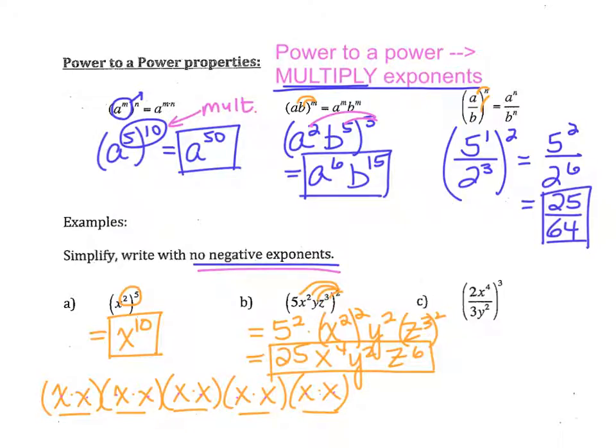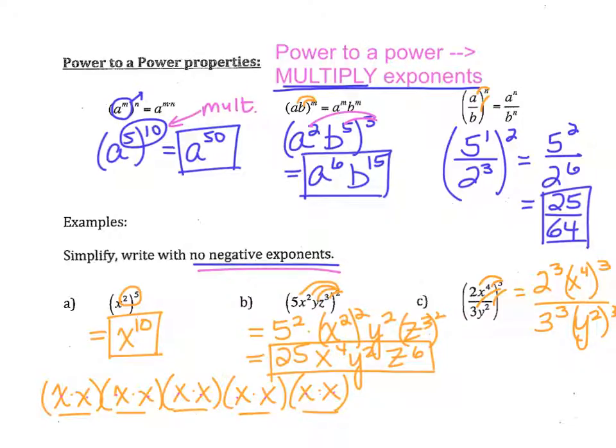And then lastly, fraction, everything inside is being raised to the power. So that 3 exponent applies to everything. Now, remember, 2 is a normal number. It's being cubed. X to the 4th is being cubed. In the denominator, 3 is being cubed, and y squared is being cubed.